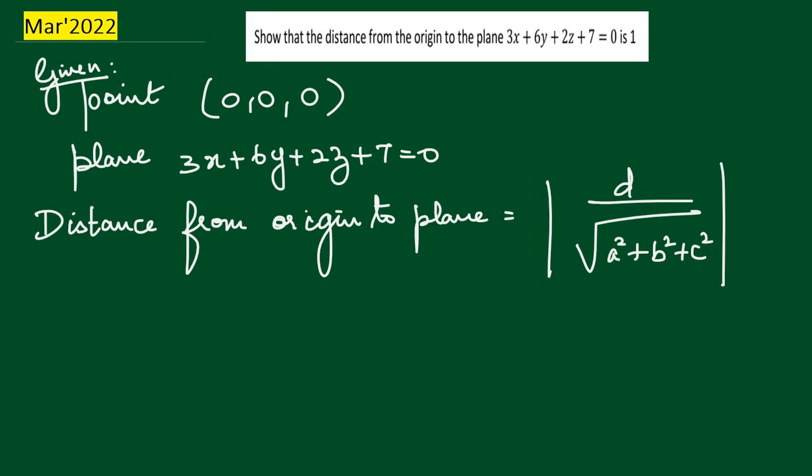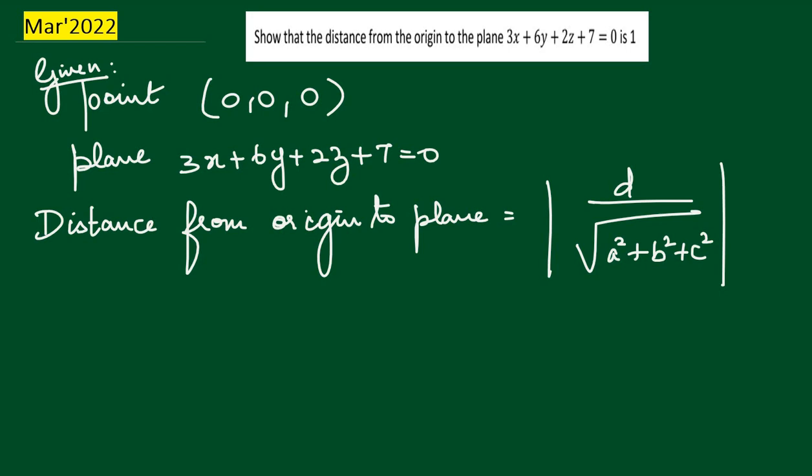So the distance between the origin and the plane is 1, we have to show. The point is taken to be the origin. So the given point will be taken as the origin. The distance from the origin to the plane is given as mod of d divided by root of a square plus b square plus c square.